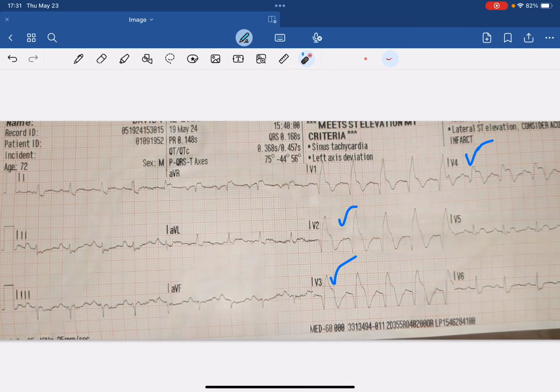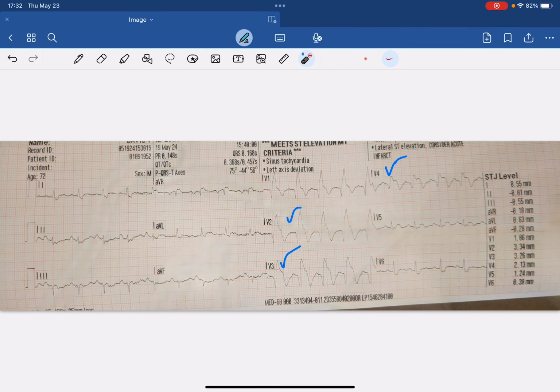Putting this all together, we have a 72-year-old male who's got very concerning symptoms of acute coronary syndrome. We have an electrocardiogram that shows ST elevation of 2 or more millimeters in the anterior leads. And not only are they the anterior leads, but they're also contiguous leads, because remember, V2, V3, and V4 are contiguous with each other. This patient is experiencing a STEMI until proven otherwise.